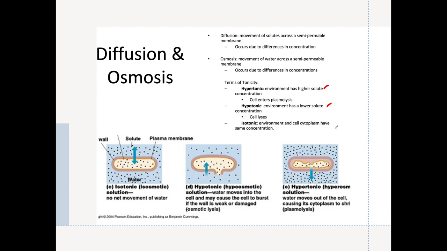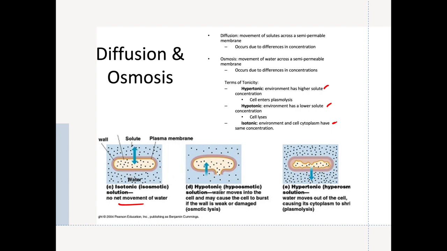And then we have isotonic, where the environment and cell cytoplasm have the same solute concentration, and so we have equilibrium. So this right here is an isotonic cell. The solution inside is the same as outside, so the cell maintains the integrity of its shape.